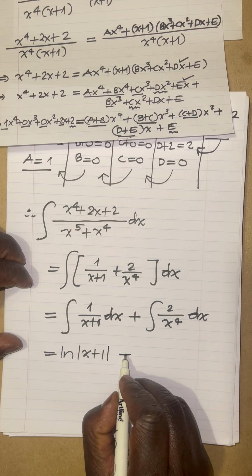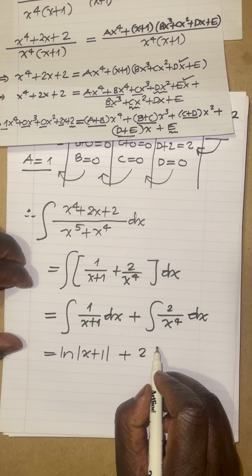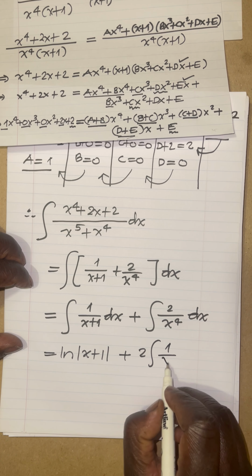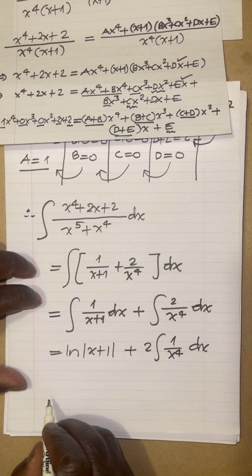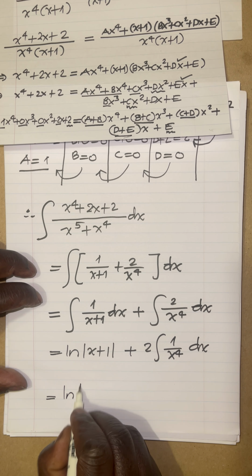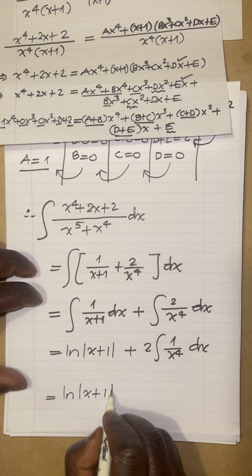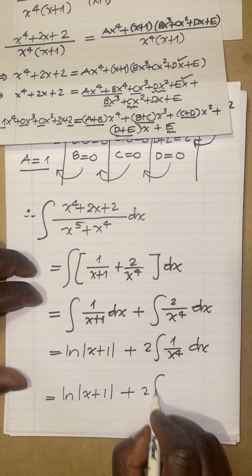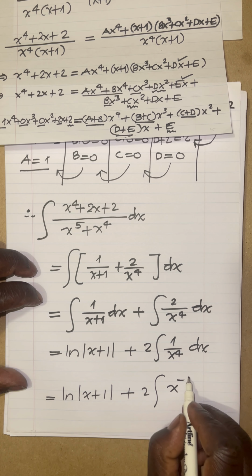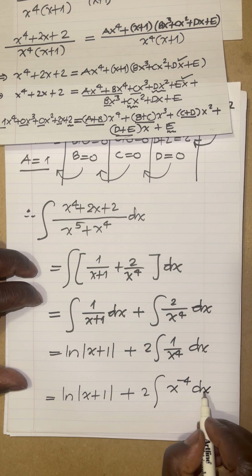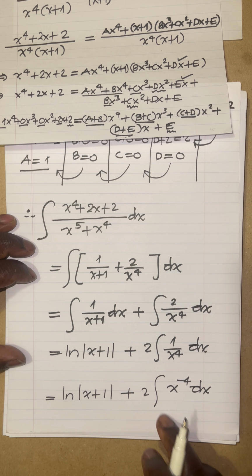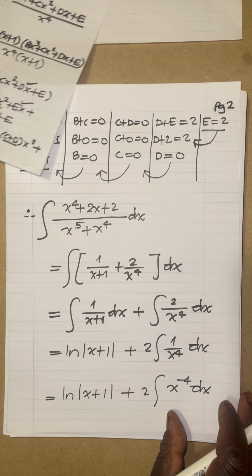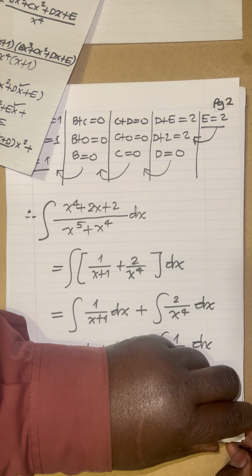And then plus, take 2 out, the integral of 1 over x power 4 dx. Rewriting this part here, we have natural log of x plus 1 plus 2 times the integral of x power minus 4 dx. Remember laws of exponents. So what do we do next? We use the power rule there, taking us to the last page, page 3.